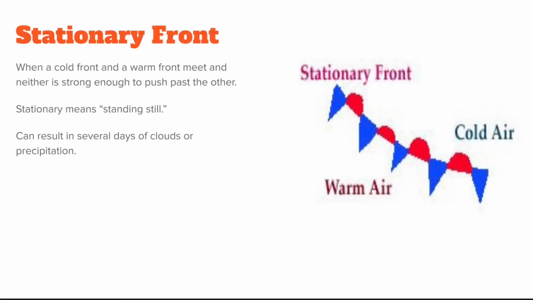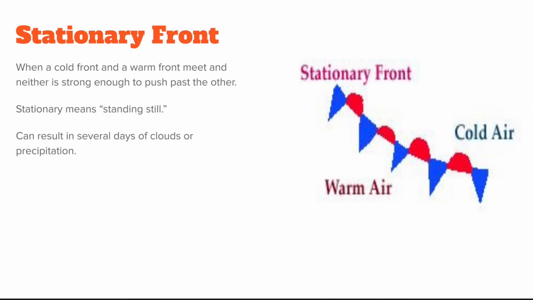Now, sometimes on the weather map, you'll see a symbol that is a combination of that warm front symbol and the cold front symbol, and this is what we call a stationary front. And stationary means standing still. This happens when a cold front and a warm front kind of come together, they meet each other, and neither is strong enough to push past the other. So they just kind of stay in place, and they can stay in place for a couple days, and it often brings days of clouds or precipitation.